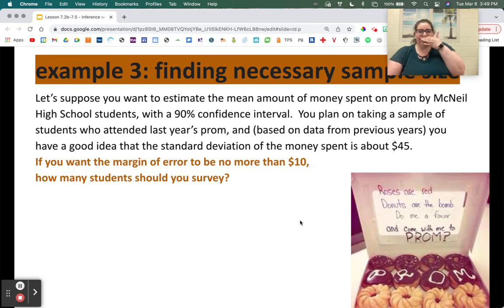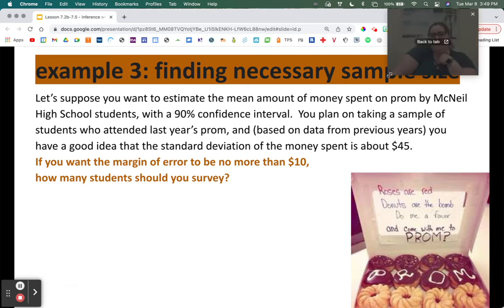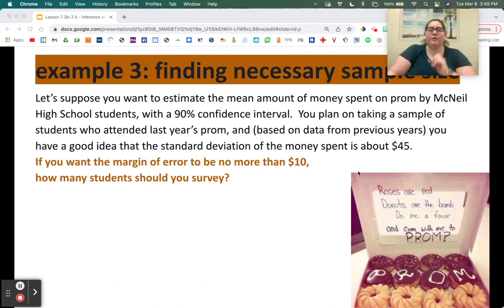My last little bit of this lesson is going to be to talk about how we find necessary sample size. If you remember back when we talked about proportions, when we were doing an interval, we talked about this back then, where we knew what confidence level we wanted and what we wanted the margin of error to be, but we didn't necessarily know what sample size to take. So it's a similar thing here.